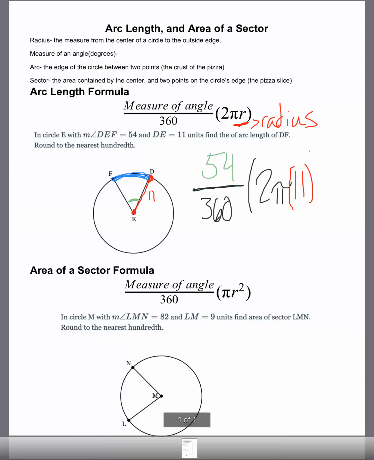How do you plug in pi? There's a button on your calculator for pi. Oh, okay. Any questions? So you multiply first by 2 pi and then you multiply by 11? Yes. Oh, okay. And then times the fraction in the front. That's okay, Hudson, no big deal.